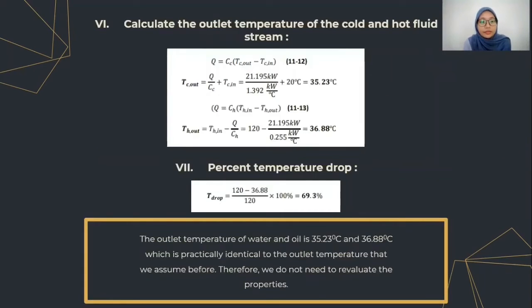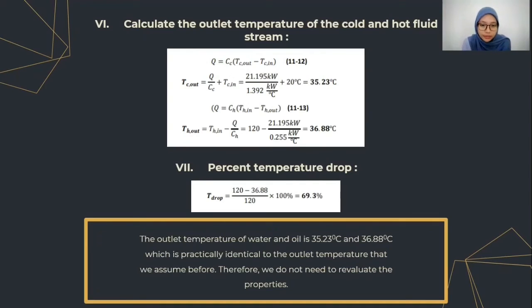Next step, after finding the heat transfer rate Q, we can finally calculate the outlet temperatures of the cold fluid, which is water, and the hot fluid, which is hot oil, by using the following equation. We get the outlet temperature of water as 35.23 degrees Celsius, and the outlet temperature of oil as 36.88 degrees Celsius. Lastly, the percent temperature drop that occurred in this type of heat exchanger is found to be 69.3%.